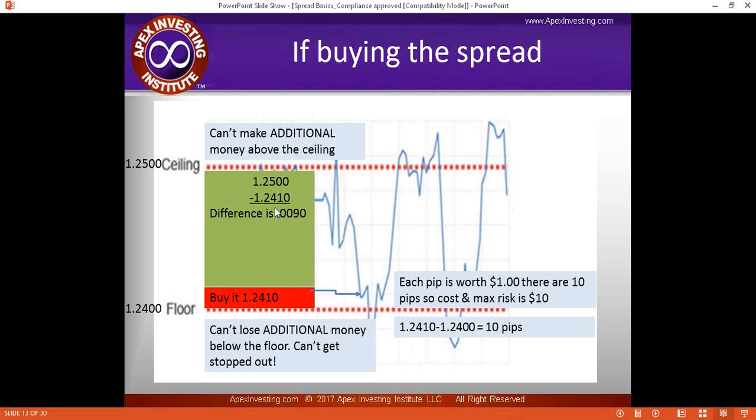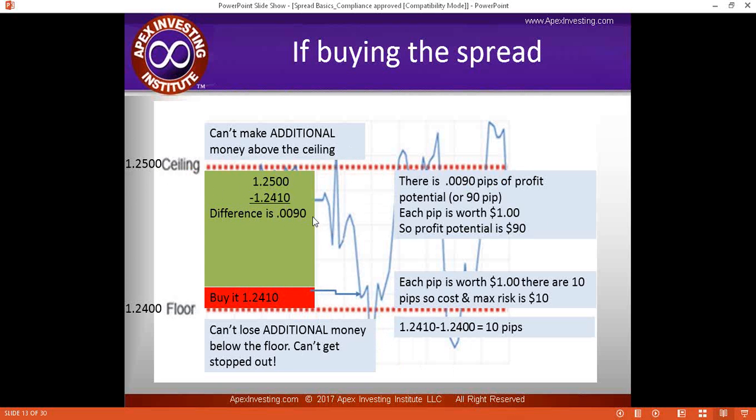But up to the ceiling of 2500, that's a difference of 90 pips. If I bought at 24.10, the most I can make is all the way up to the ceiling, which is a difference of 90 pips. So there are 90 pips of profit potential. Each pip is worth $1. So my profit potential on this trade is 90 pips.